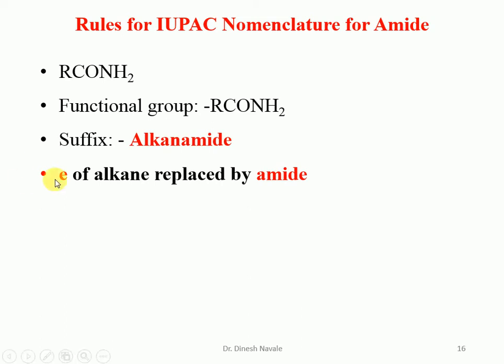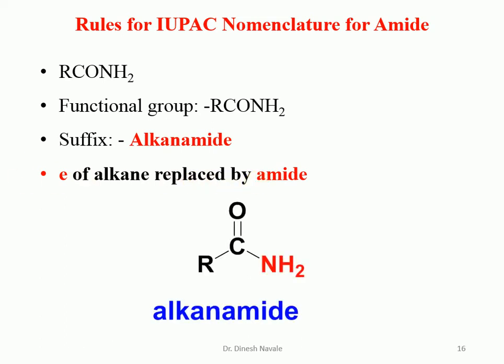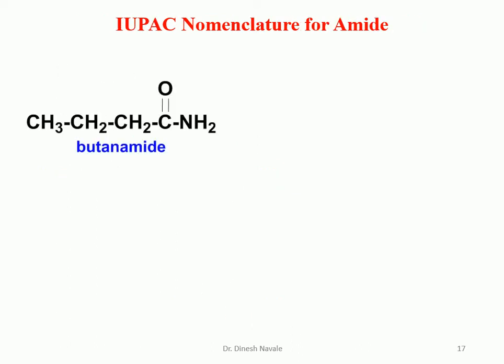This is the same: the E of the alkane should be replaced by amide. So this is the IUPAC nomenclature. For the amide functional group, the alkane part is going to be considered, and alkanamide is going to become the suffix. So first thing we have to write down is amide.